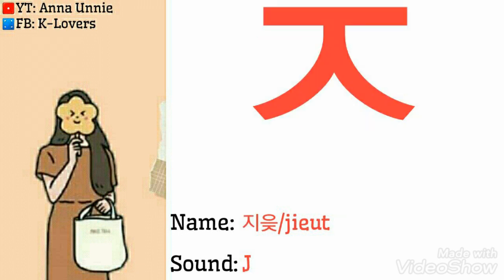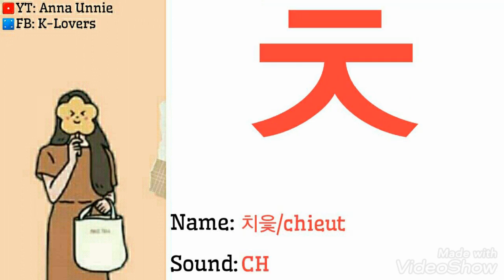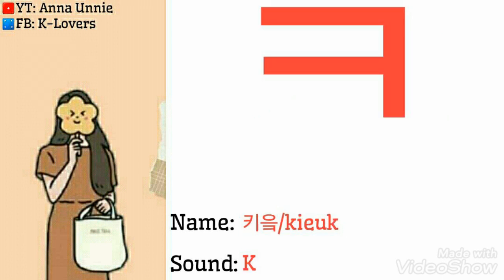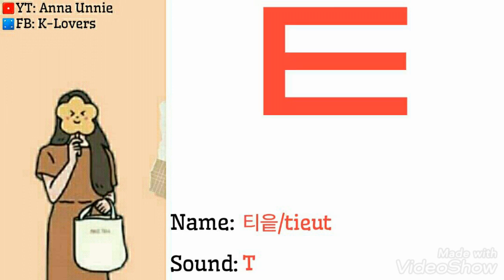This is 지읒. The sound is J. 자, 자. The next is 치읒. The sound is 차, 차. This is 키읒. The sound is K. 가, 가. This is 티읒.